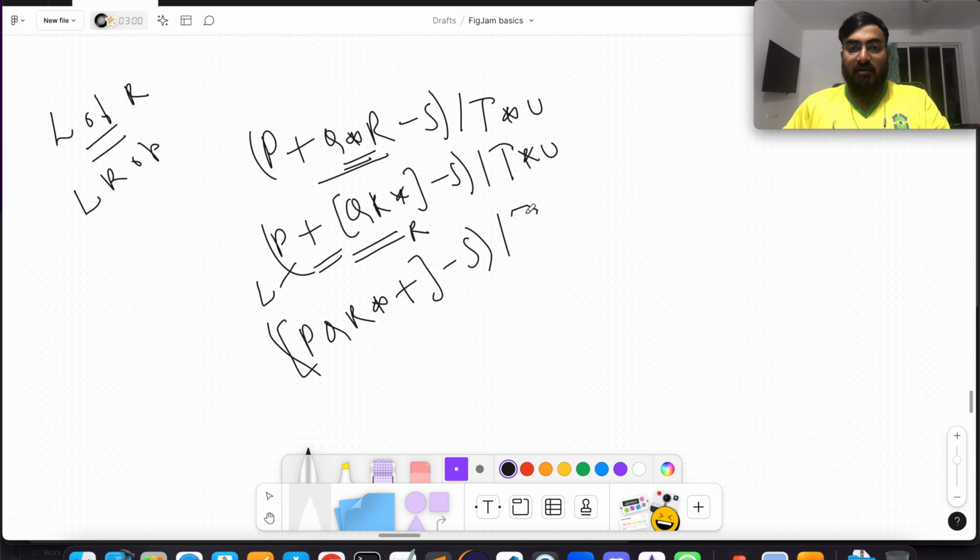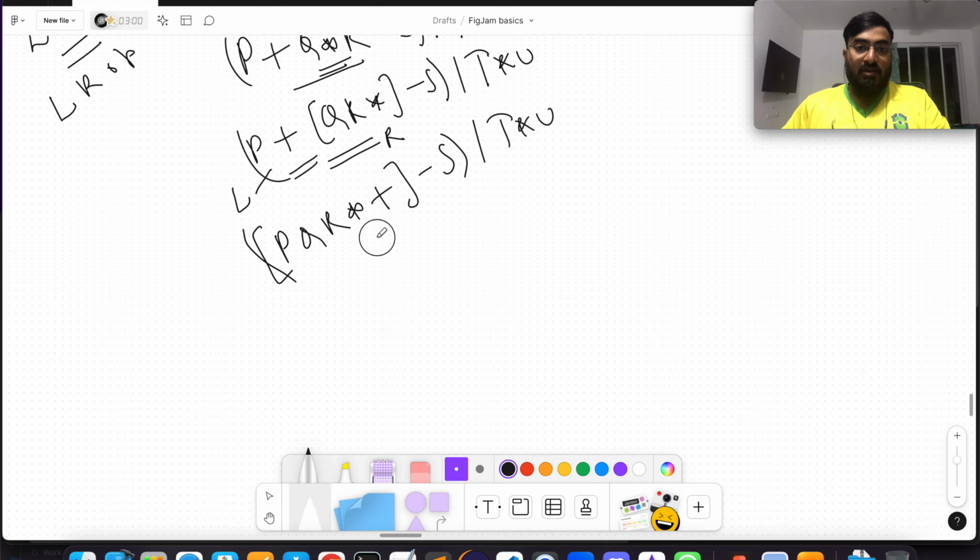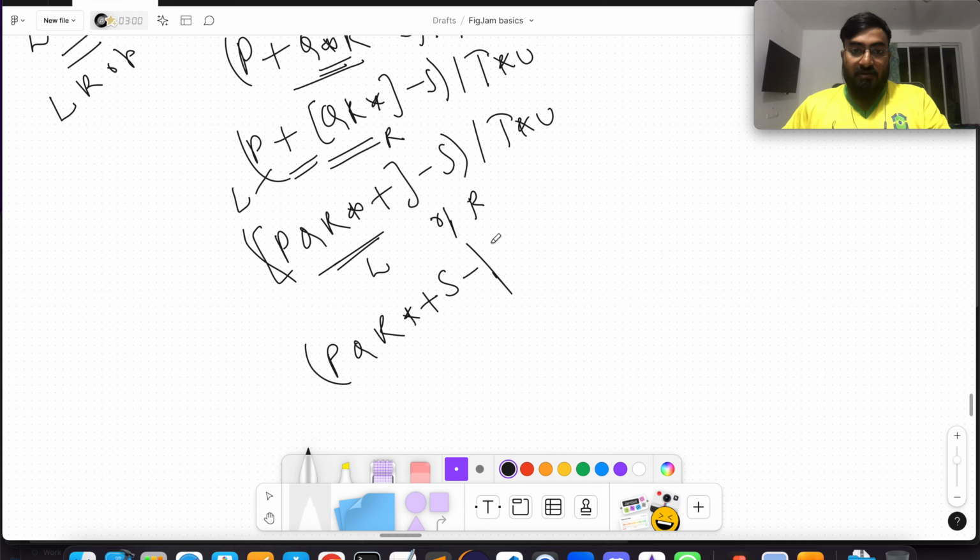And still in the brackets, minus T into U. Now this is L, this is OP and this is R. We do L R OP again: L, which is P Q R into plus, R is S, OP is minus, and this is your bracket, minus slash T into U.